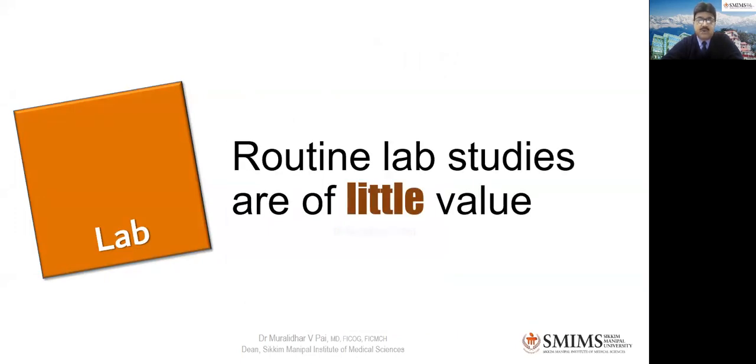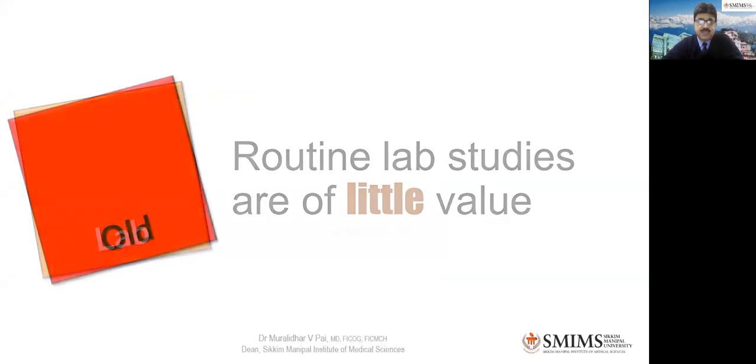Now comes the lab. All your findings, ultrasound, X-ray, or even your direct visualization, are all only indirect evidence. You have to prove tuberculosis. So what are the lab investigations? Routine lab studies are of little value. ESR is raised. ESR is raised. A hundred and twenty-eight causes will be there for that. Not just tuberculosis. Tuberculosis is one of those 128 causes. So routine lab investigations are of no use.